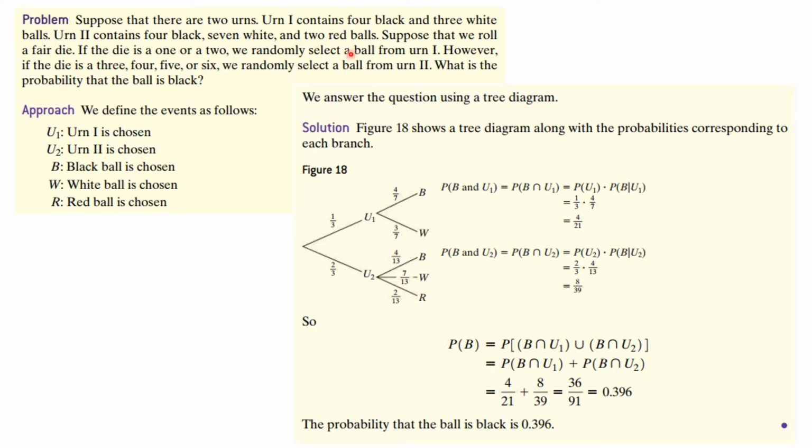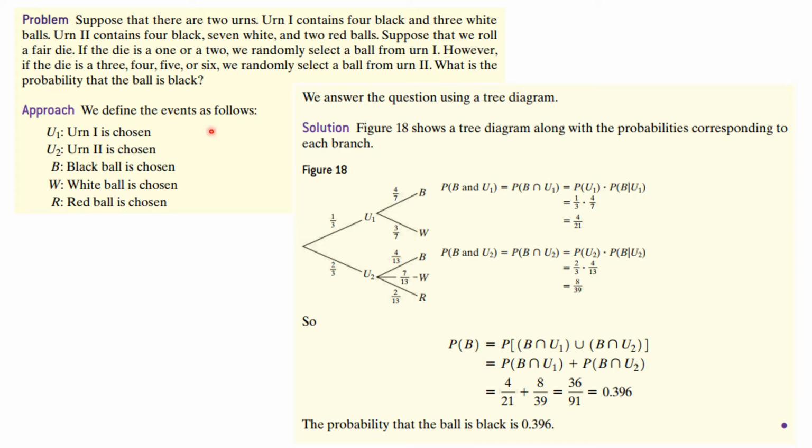So let's begin with a problem. Suppose there are two urns, and think about an urn as being just a big jar. So urn 1 contains 4 black and 3 white balls. Urn 2 contains 4 black, 7 white, and 2 red balls. And suppose that we roll a fair die. If the die is a 1 or a 2, we randomly select a ball from urn 1. However, if the die is a 3, 4, 5, or 6, we randomly select a ball from urn 2. What is the probability that the ball we pick is black?